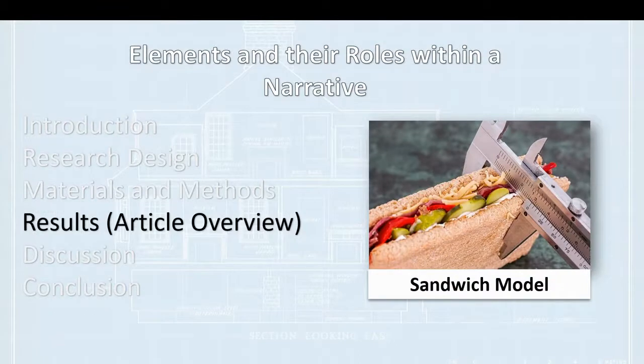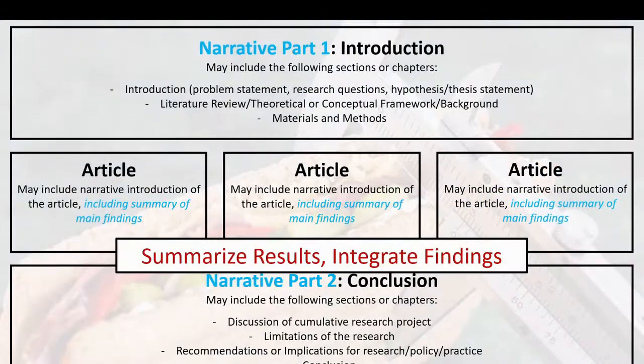Now, of course, depending on the model that you use, where you end up placing the results and this article overview is going to vary. As mentioned in the sandwich model, we probably want to have a section that introduces each article, but is also able to summarize the main findings of each article, and then have a section that summarizes all of the results across all of the articles to integrate them to make for a smooth transition into our discussion and our conclusion.